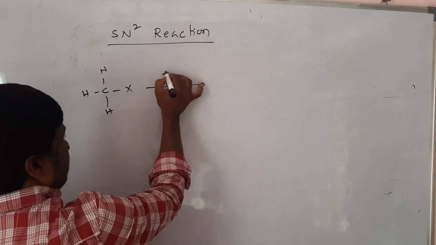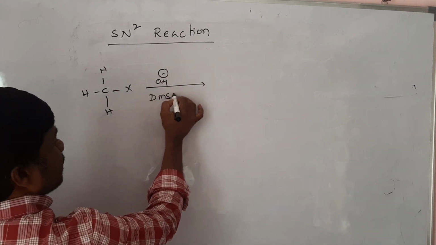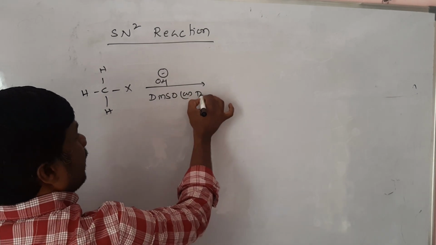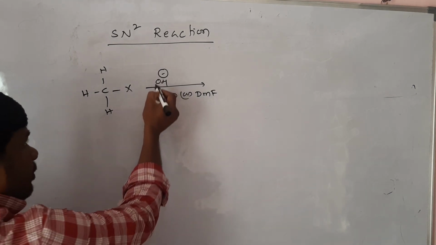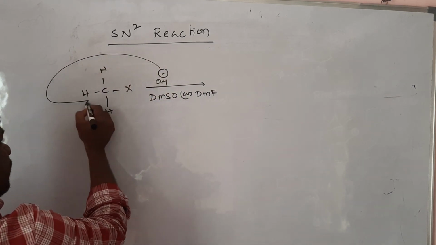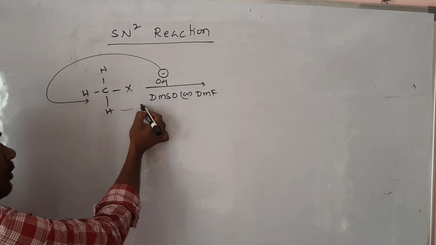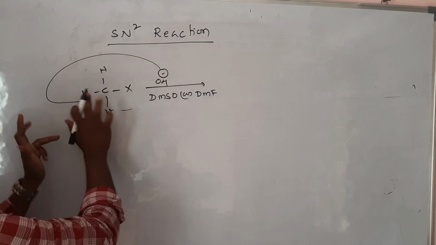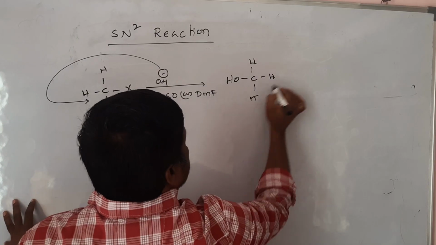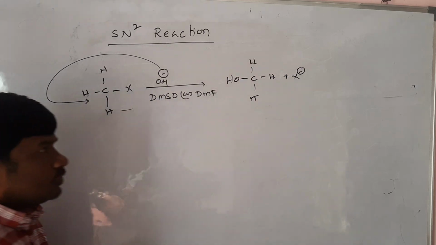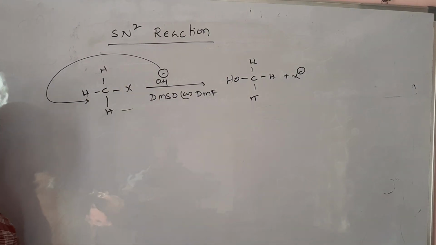In the presence of a nucleophile attacking, in a polar aprotic solvent like DMSO or DMF, it always forms the inversion product. Inversion means the complete opposite: the halogen is replaced by the nucleophile, but from the opposite direction. This is an SN2 reaction. So if the substrate is chiral, we get 100% inversion product.